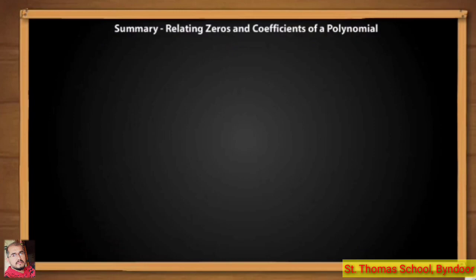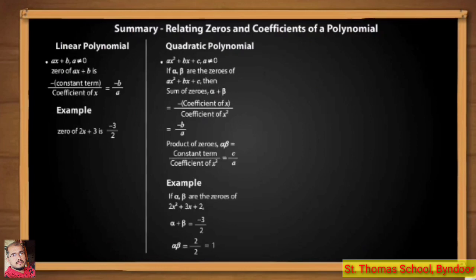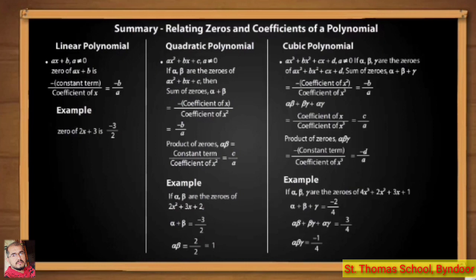Now you know the relationship between zeros and coefficients of a polynomial. Let's summarize the relationship between zeros and coefficients for linear, quadratic, and cubic polynomials in this chart.